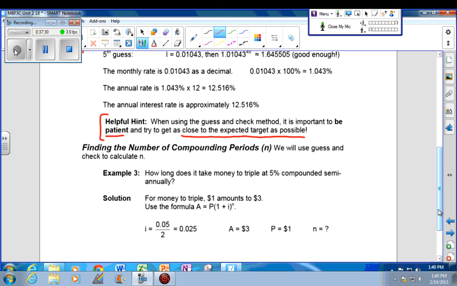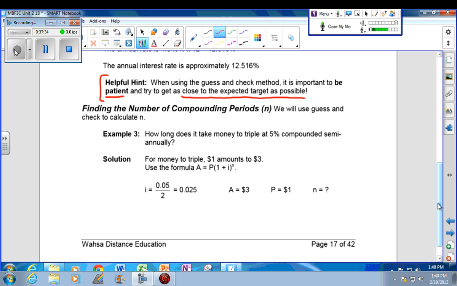Now, that's one of the things that we're going to try and figure out, which is the interest rate. It's a useful skill. It's maybe not used as much as finding the principal or the amount, or even finding the number of compounding periods. The next one that we're going to look at.